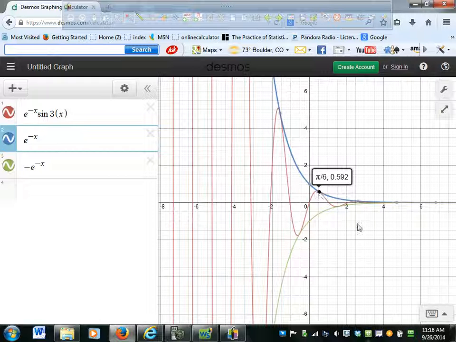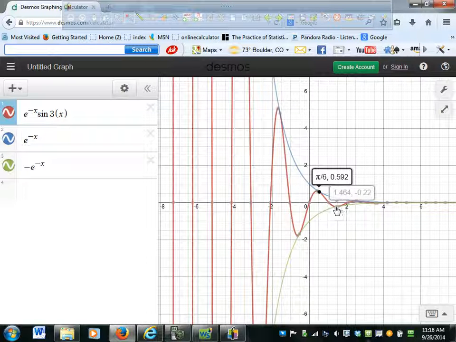pi over 6. Oh, yeah, those are radians, okay, because we have a 3 in front, right? So the period of that function is 2 pi over 3. So it's going pretty quick, okay? And then if I click on this point down here, it'll be another pi over 6 away from that one. 2 pi over 3 away from there, and so on. So again, the period does not change. It's just the e to the x function that squishes it down.